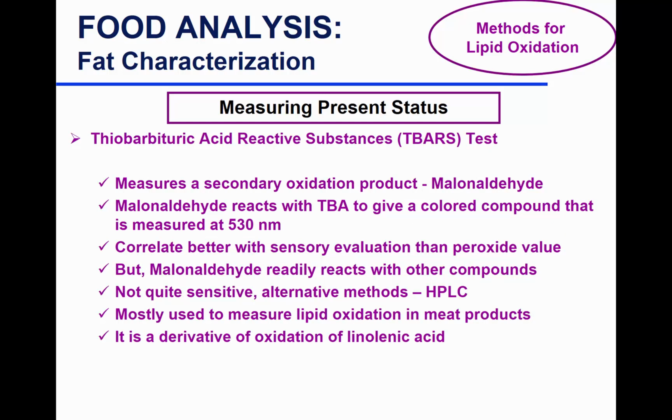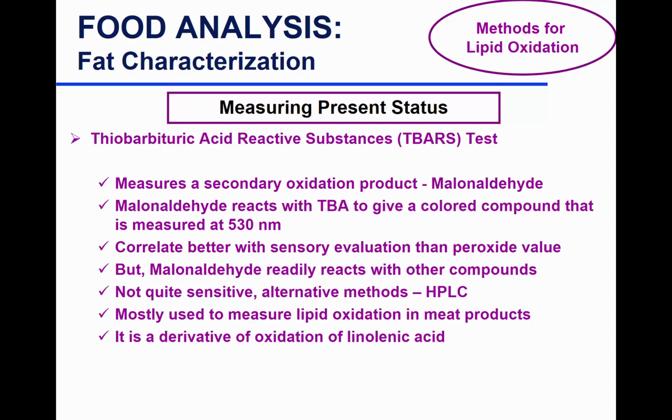Now, TBARS, which is thiobarbituric acid reactive substances. This test you will do in chemical reactions. I did update the slides a little bit. So thiobarbituric acid reactive substance is the complete name of the test, and it's commonly known as TBARS. You'll run this test in chemical reactions, and it measures secondary oxidation products, specifically malonaldehyde. And malonaldehyde is a direct derivative of the oxidation of linolenic acid specifically.